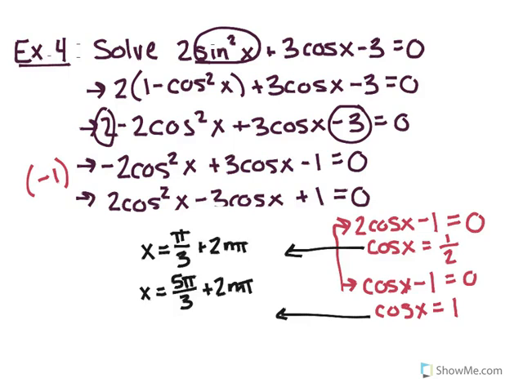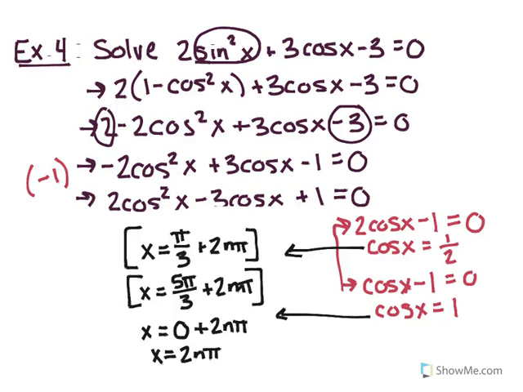The last one is when cosine is equal to 1. And that actually only happens in one place, which is 0. And although it's still a 0, we still need to add on this 2n pi, which you could very simply rewrite as just 2n pi. So this is our first solution, our second, and our last. And that will conclude this tutorial.